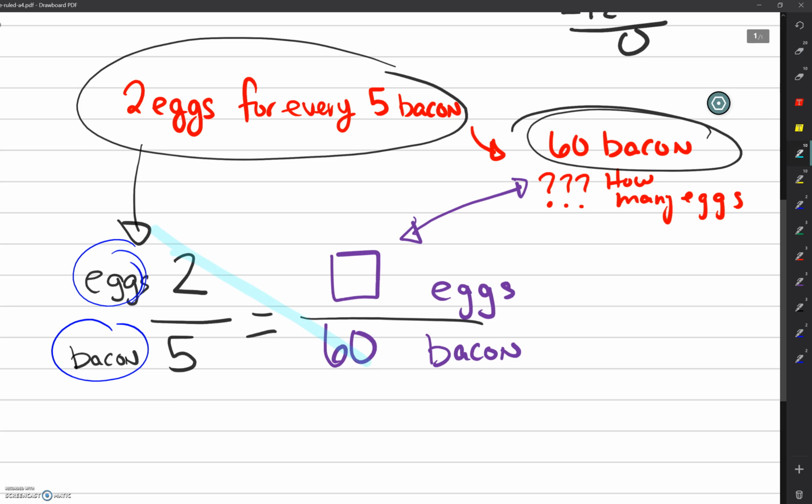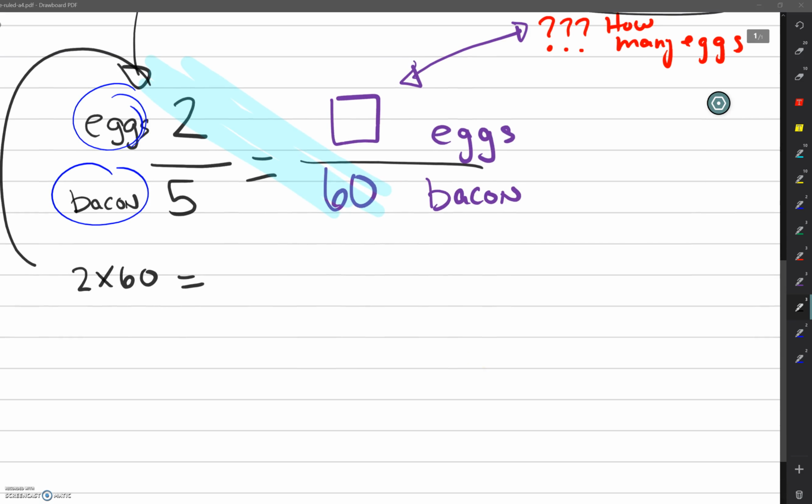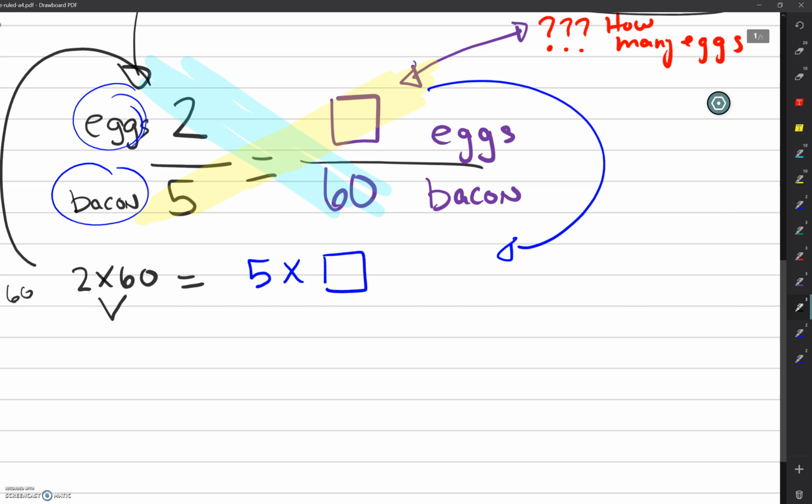I'm going to multiply 2 times 60. And 2 times 60, I can bring it all the way over here, is equal to 5 times the box. So what's 5 times the box? 5 times a box. And so now what's 2 times 60? 60 times 2 equals 120. So I'm going to put 120 here, is equal to 5 times a box.